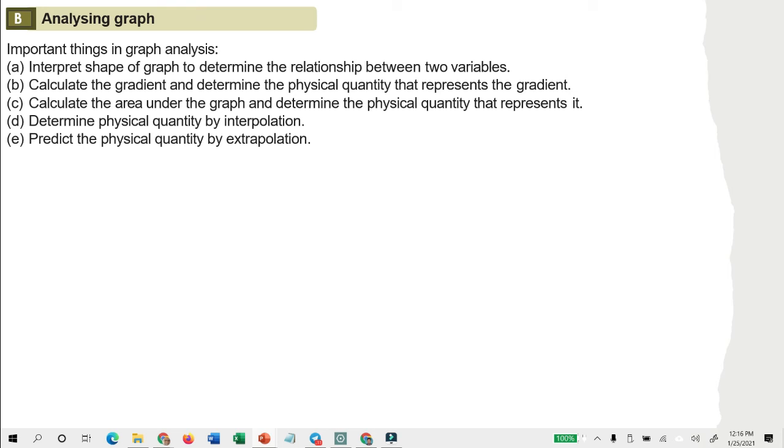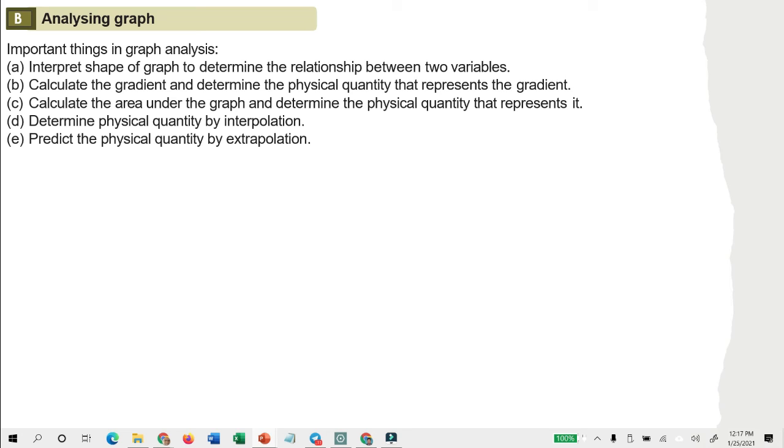The next one, we might calculate the area under the graph, and then determine the physical quantity represented by it. Remember, not all graphs we can find the area. Actually you can find the area, but sometimes the area under the graph is meaningless. In future you will learn that in some cases when you calculate the area, it doesn't bring any meaning because it doesn't represent any quantity. If the area represents some quantity, then there's a meaning for that value. Otherwise it's meaningless.